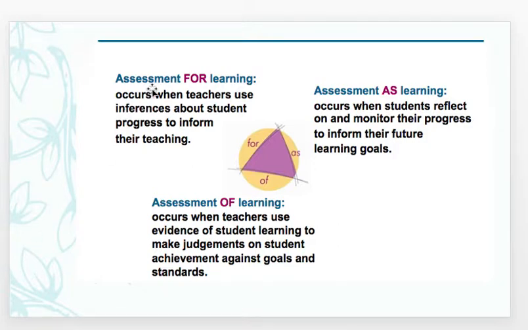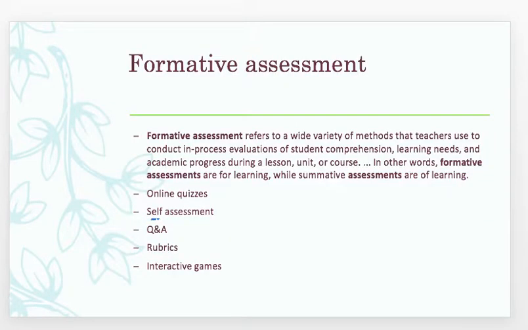So here is the triangulation of assessment. So the first is assessment for learning. This is our formative assessment. It occurs when teachers use inference about students' progress to inform their teaching. So, assessment for learning is our formative assessment, which takes form of rubrics, games, online quizzes, portfolios, and so on.